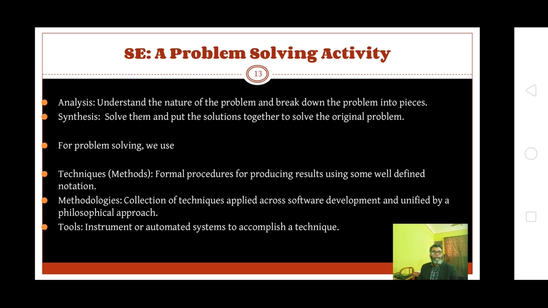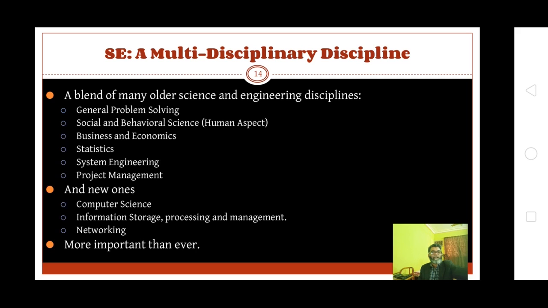Tools. They are the instruments or automated systems to accomplish a technique. In other words, a programming tool or software development tool is a computer program that software developers use to create, debug, maintain, or otherwise support other programs and applications. Then comes the next term.